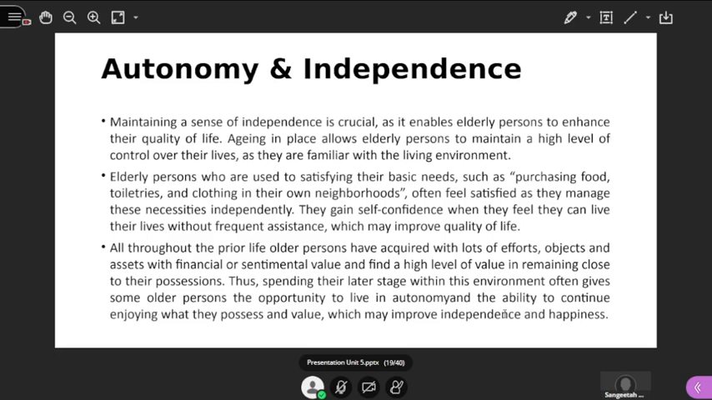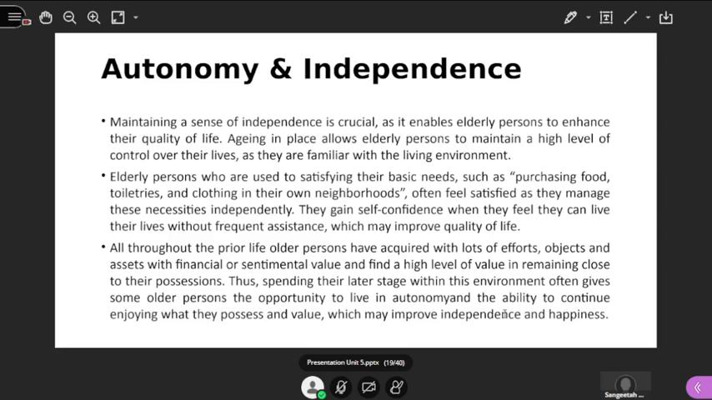Aging in place allows elderly persons to maintain a high level of control over their lives, and they are familiar with the living environment. Elderly persons who are used to satisfying basic needs such as purchasing food, toiletries, and clothing in their own neighborhoods often feel satisfied, and they manage these necessities independently. They gain self-confidence when they feel they can live their life without frequent assistance, which may improve quality of life.